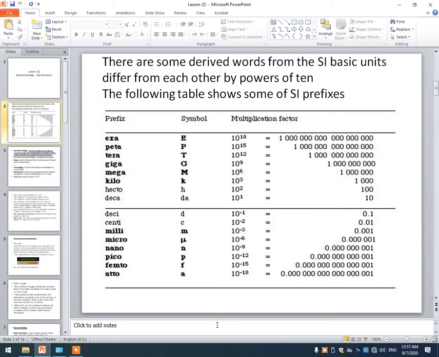And in the same way, we minimize the measuring unit. For example, decimeter equals 10 to the power negative 1 of the meter. Centi 10 to the power negative 2. Milli 10 to the power negative 3. Micro 10 to the power negative 6. Nano 10 to the power negative 9. Pico 10 to the power negative 12. Femto 10 to the power negative 15. And atto 10 to the power negative 18.